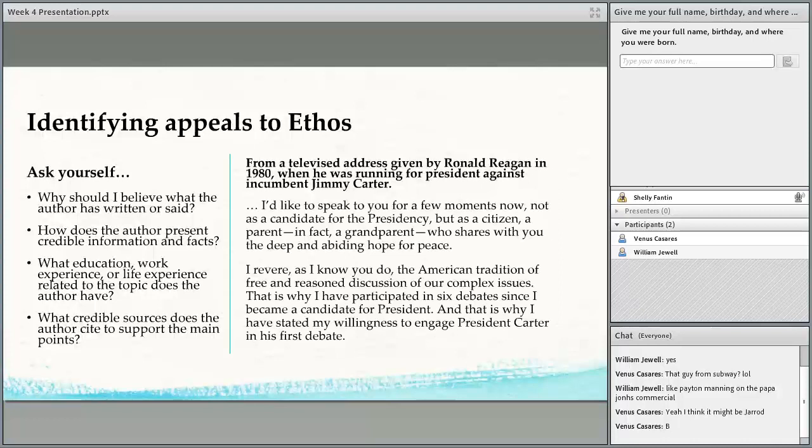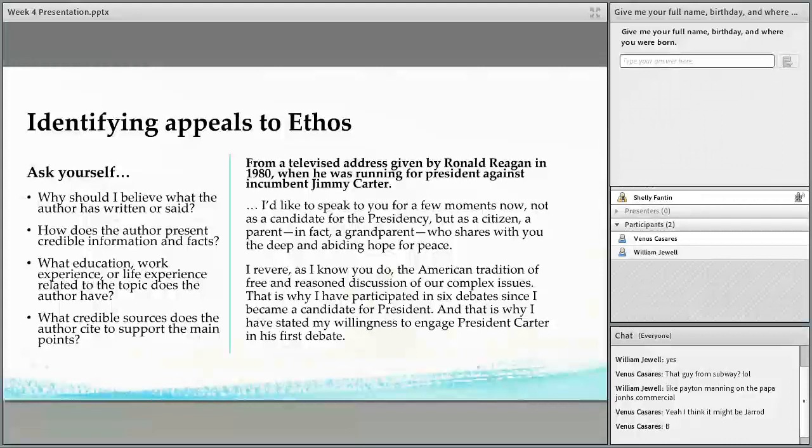I'd like to speak to you for a few moments now, not as a candidate for the presidency, but as a citizen, a parent, in fact, a grandparent, who shares with you the deep and abiding hope for peace. I revere, as I know you do, the American tradition of free and reasoned discussion of our complex issues. That is why I have participated in 6 debates since I became a candidate for president, and that is why I have stated my willingness to engage President Carter in his first debate.